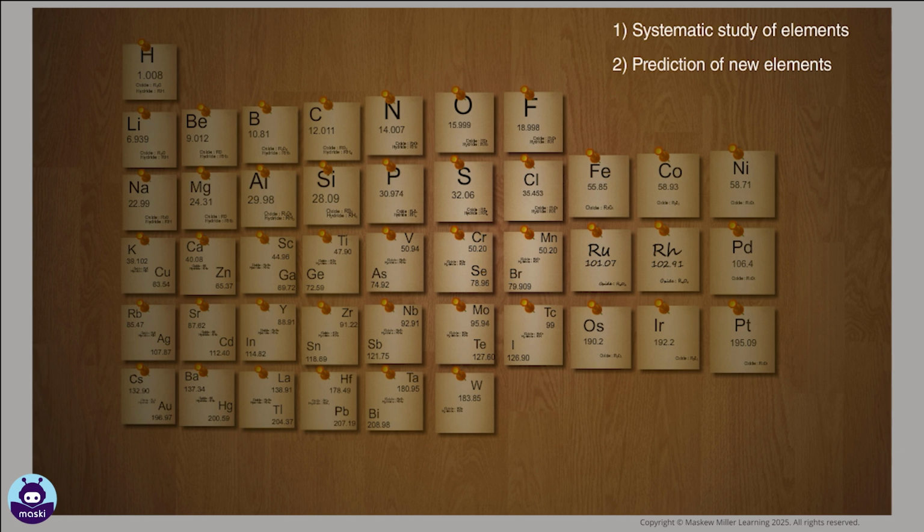Moreover, noble gases like helium, neon, argon, etc., which were discovered later, were also easily placed in a new group such that the existing order was not disturbed. This was one of the key strengths of the Mendeleev's periodic table.